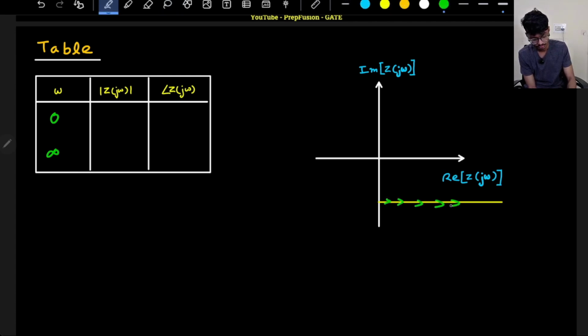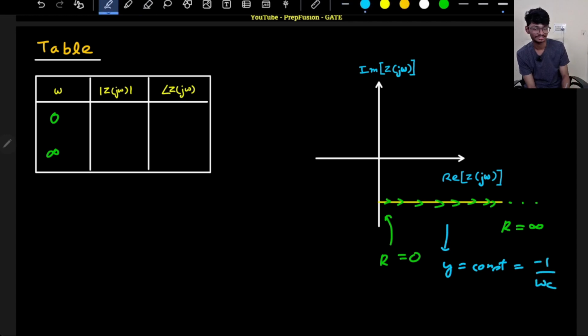This will start from r equal to 0, because at r equal to 0, x is also 0, and it will go on till r equals infinity. When r goes to infinity, x is also infinity, right? But your y value is always constant. Y is constant, that is minus 1 by omega c. So that's how simple it is.